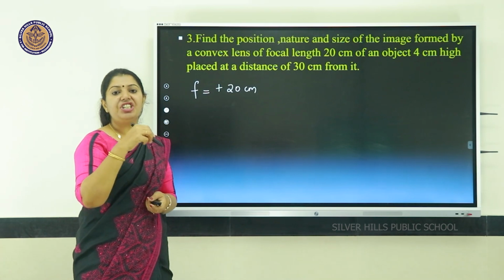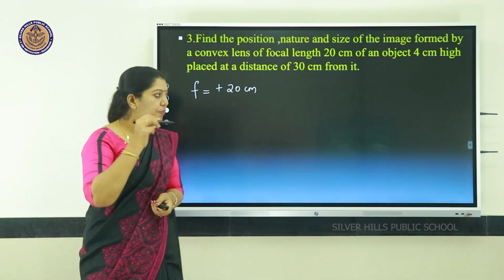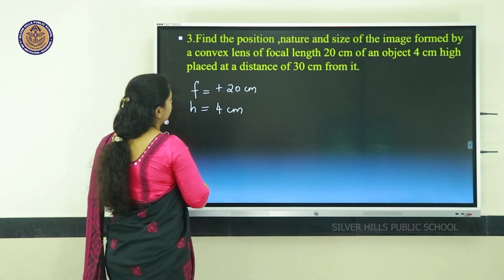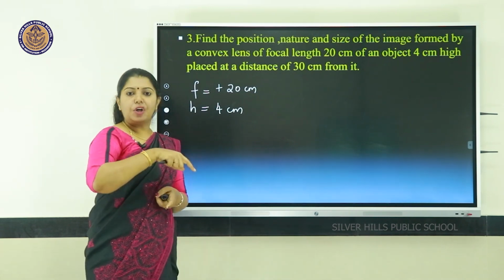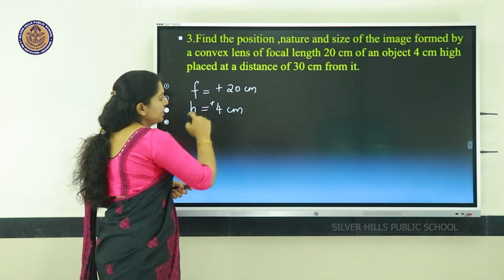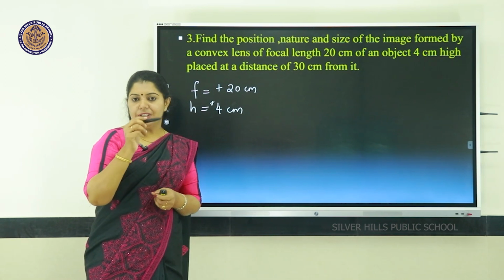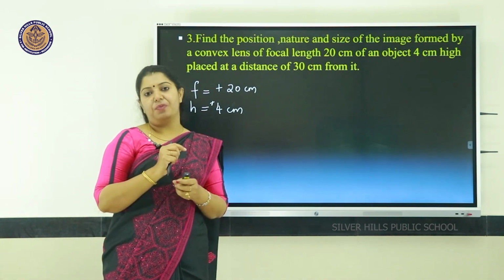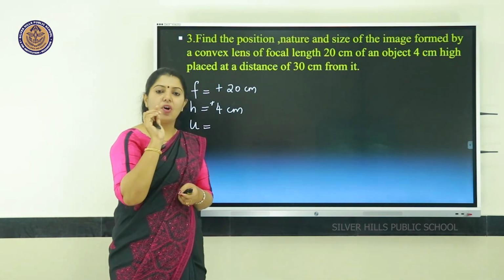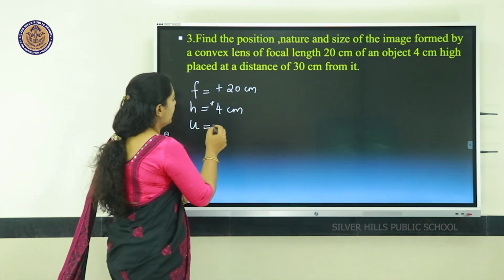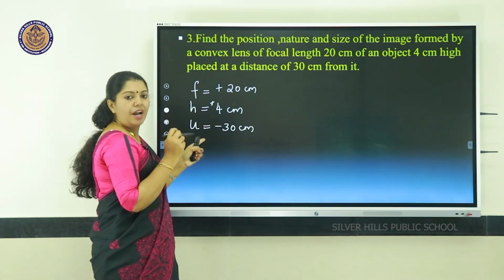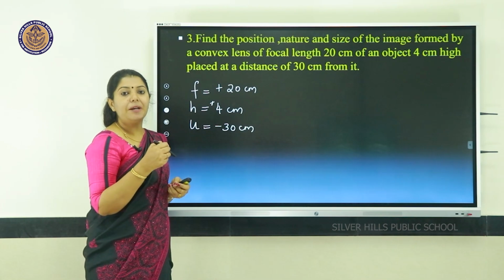An object 4 centimeter height, that means height of the object h equals 4 centimeter. Height of the object is in upward direction, so the symbol is plus. Distance of 30 centimeter. You know that the object distance is always in front of the lens, so we can write u is equal to minus. The object distance is always negative. u is equal to minus 30 centimeter. We know focal length and object distance. We can find out image distance.